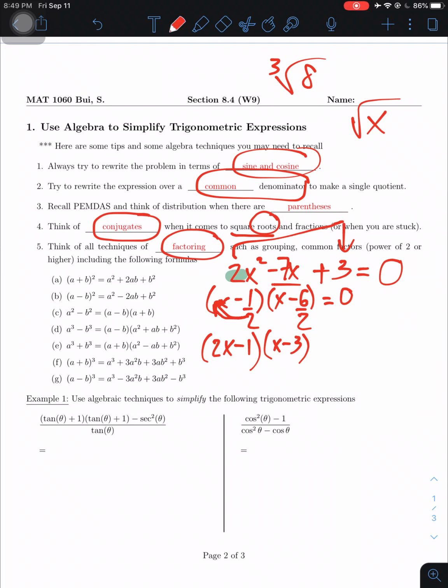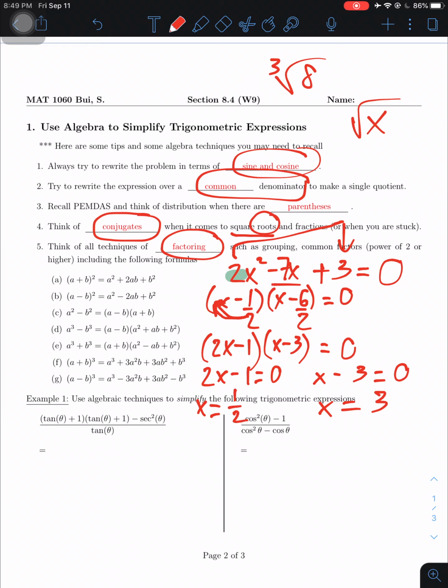Okay, so then we're gonna have it equal to 0, just like from before, and we set each of them equal to 0. So we have 2x minus 1 equal to 0, x minus 3 equal to 0, and then you do the math part for solving for x. So let me do the easy one first. This is 3, and the other one, I'm gonna fast forward on this one, okay? It's gonna be 1/2, okay?